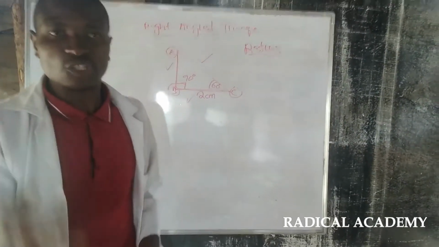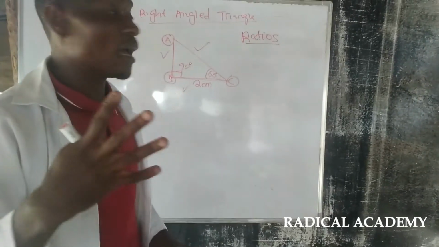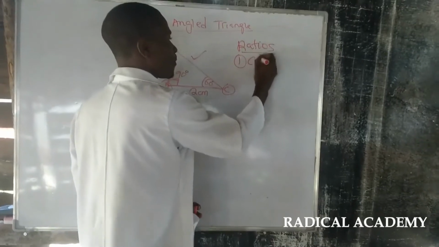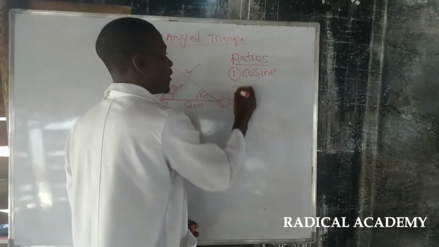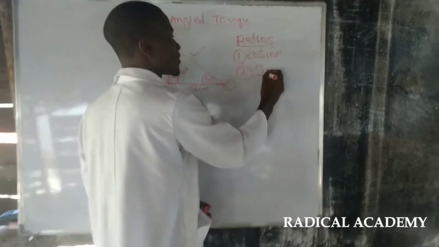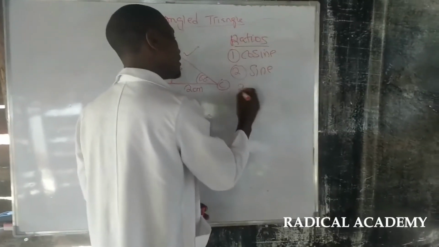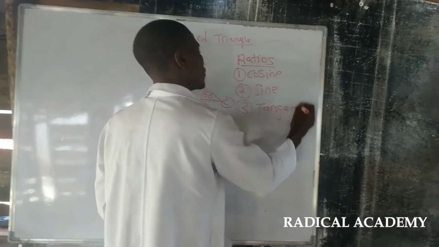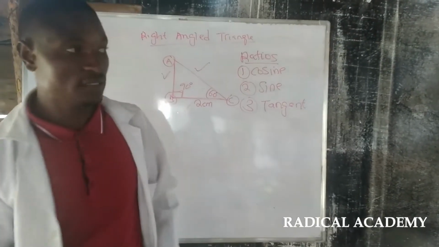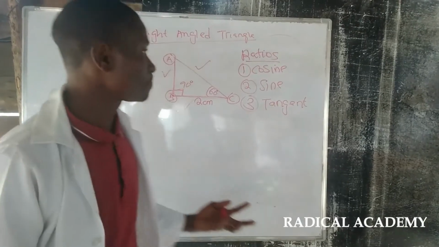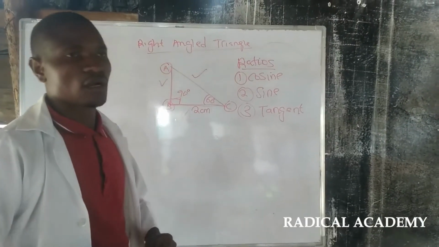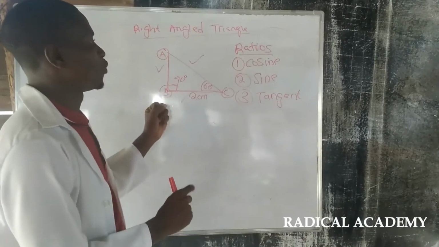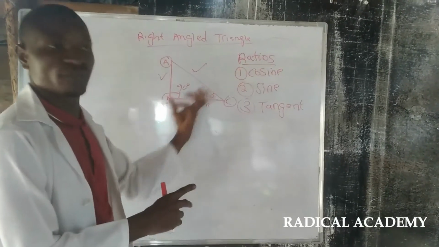So the basic trigonometrical ratios that you ought to know are: the first one is the cosine, the second one is the sine, then the last one, which is the tangent, or if you want to give it a shortcut name, just call it the tan. Now, how do these three ratios apply to the sides of a triangle?